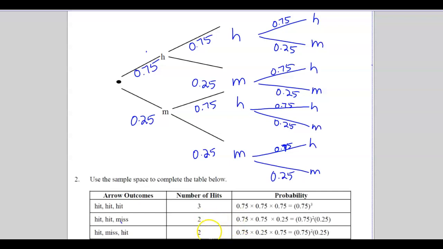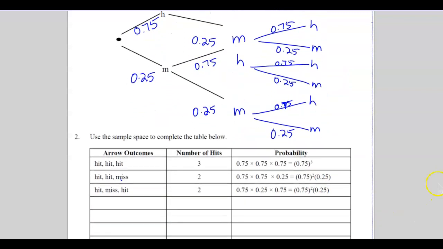Just to help, this is going to help us later. How many hits are in that set of branches? 2 hits. So what happens, 0.75 times 0.75 times 0.25, and we can simplify that, 0.75 squared times 0.25. Then a hit, a miss, a hit. So basically we're just going down the chart. I'll give you a couple minutes to fill in that chart from the tree diagram.